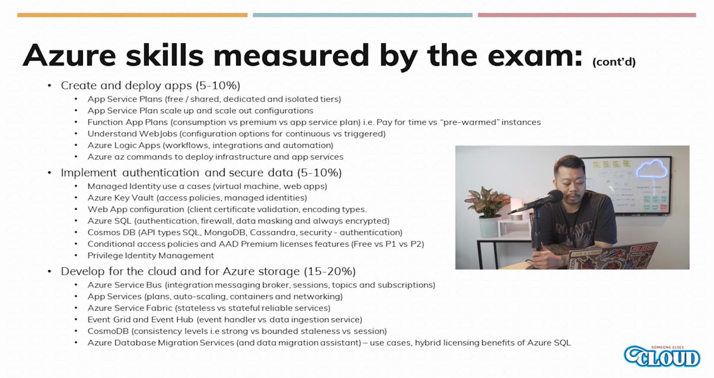Event Grid and Event Hub, so know the difference. One being an event handler and one being a data ingestion service. So just know the difference and the use cases for them. Cosmos DB again, so know consistency levels. You may get asked about that, so definitely something to read up on.